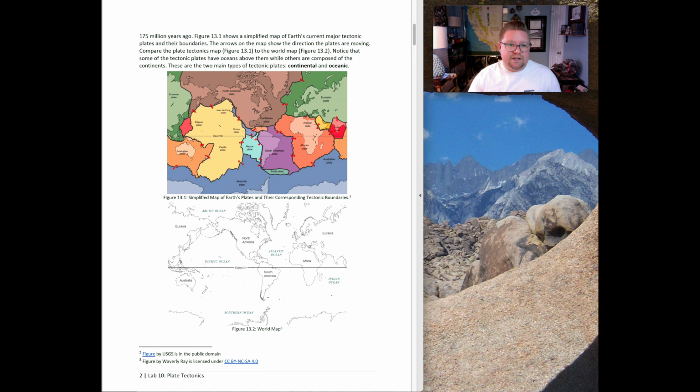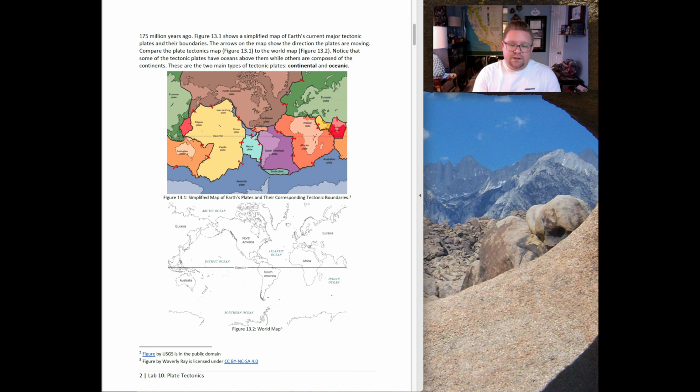Now, as I move on to the next page, we can see that there is a diagram, figure 13.1, which is a simplified map of Earth's plates and their corresponding tectonic boundaries. This is just a simplified image. So these are much larger plates. There are smaller ones that are mixed throughout, but this is just kind of the dominant pieces.